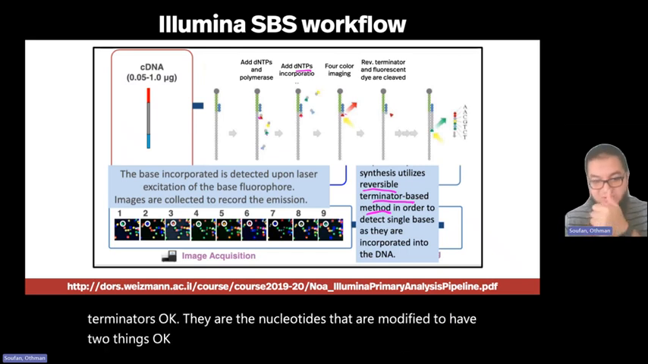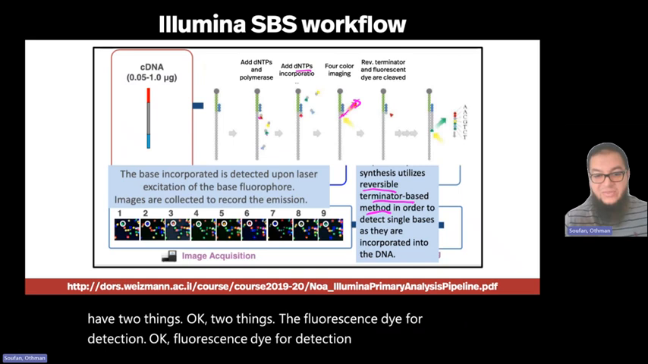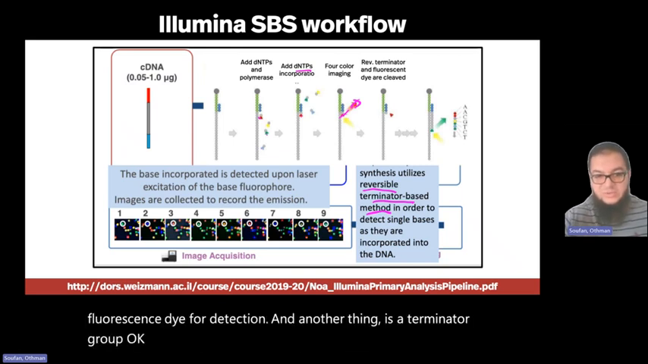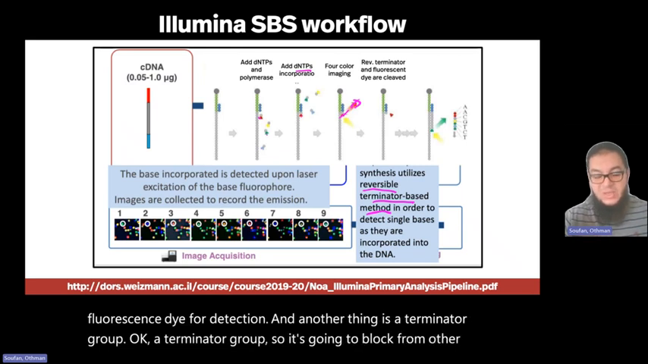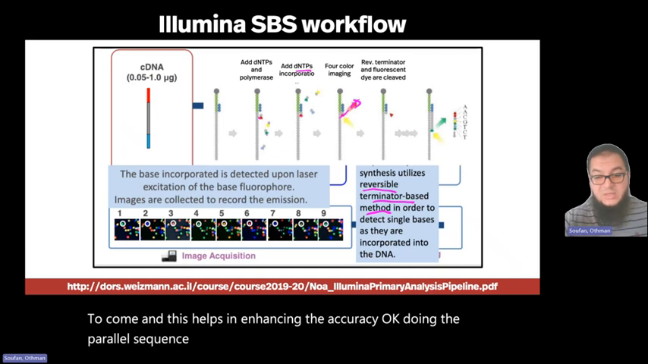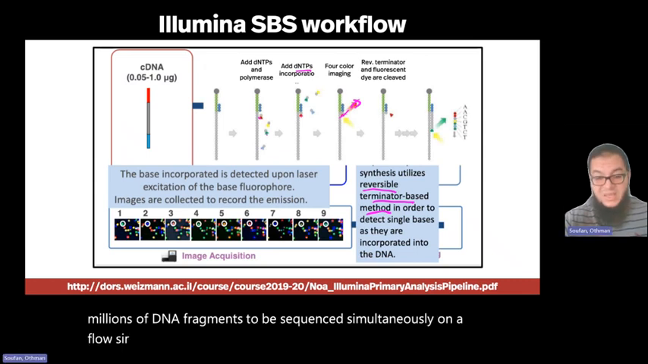Okay, they are nucleotides that are modified to have two things: the fluorescence dye for detection, and another thing, a terminator group. So it's going to block other nucleotides from coming, and this helps in enhancing the accuracy. Okay, doing the parallel sequencing, because this method is going to allow for millions of DNA fragments to be sequenced simultaneously on a flow cell.